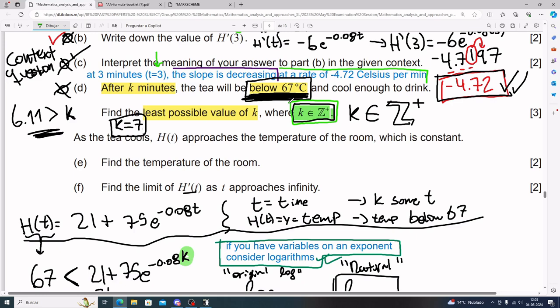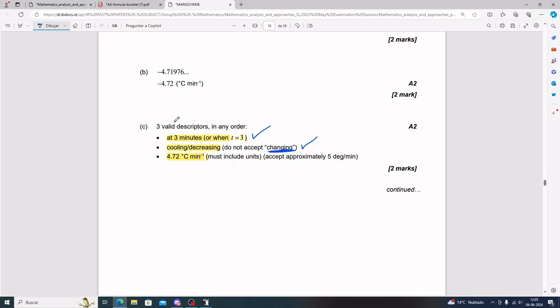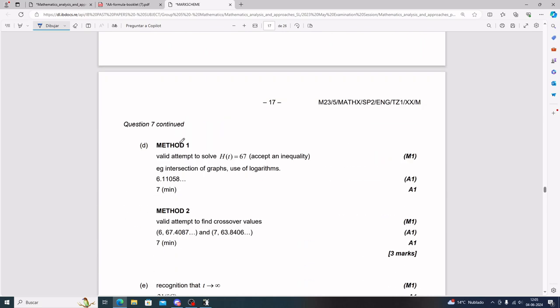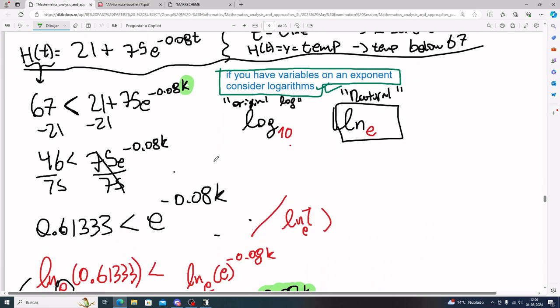See? So k equals 7 is the least possible value of k, where k is part of the positive integers, where the t will be below 67 degrees. And if you look at the mark scheme, here's the 6.11 and here's the 7 minutes. Here is the inequality, and here's the use of logarithms that I mentioned earlier. We could have found it by intersecting and graphing, etc. But this time I'm going to leave it with the logarithm explanation.